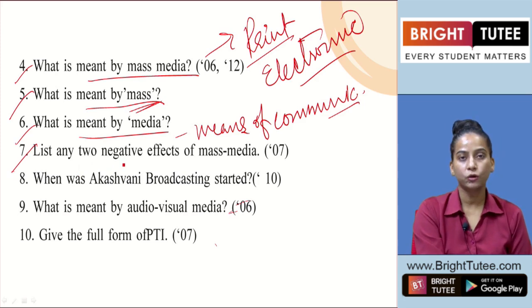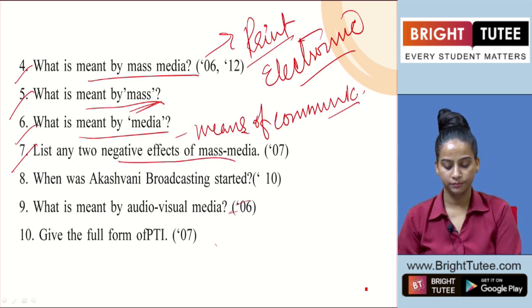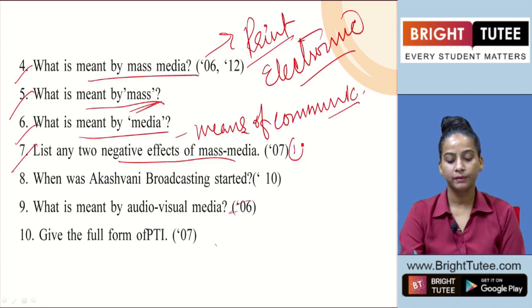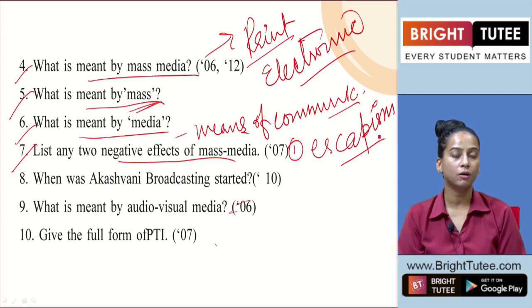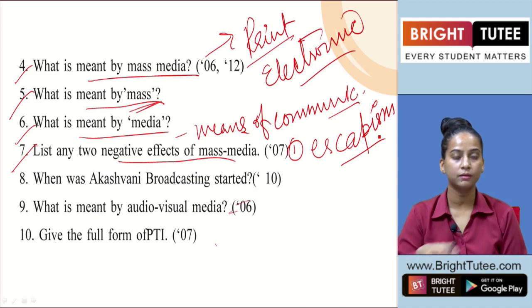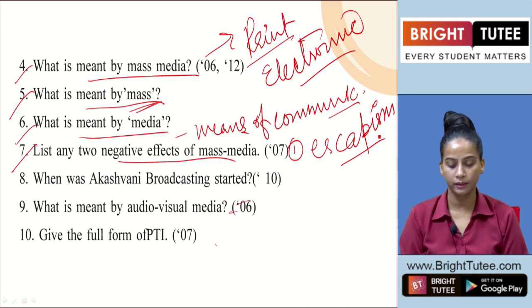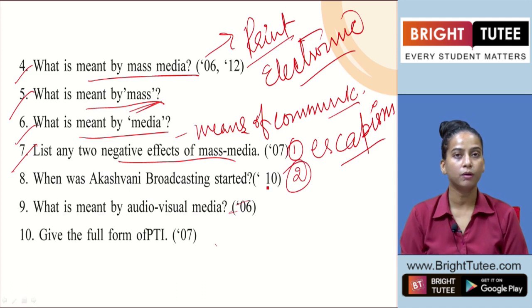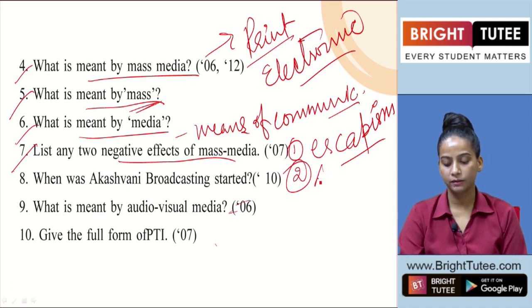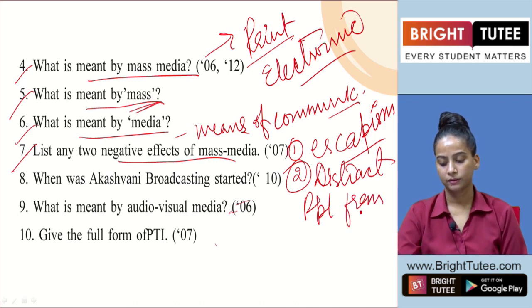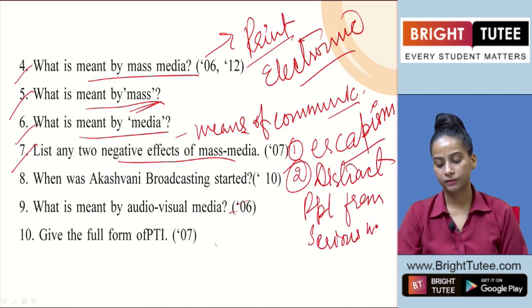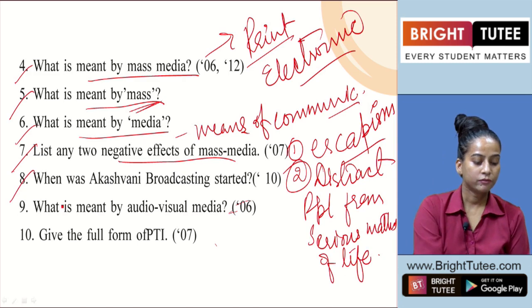They have asked, list any 2 negative effects of mass media. So the first one we can say that it leads to escapism, which does not allow the people to face the reality, and somewhere they are depressed and in tension. And the second one if we talk about, it distracts people from serious matters of life.